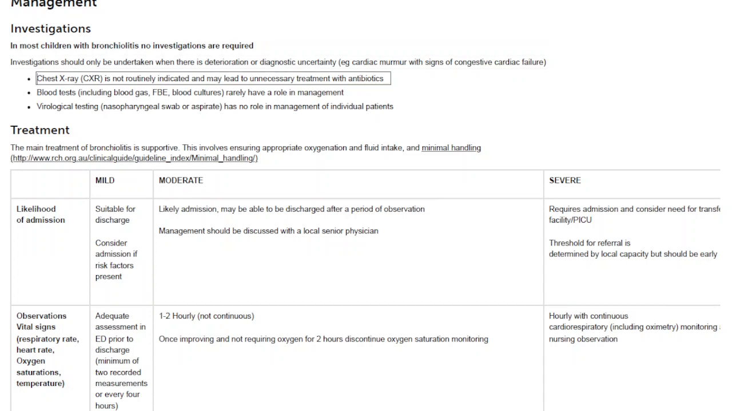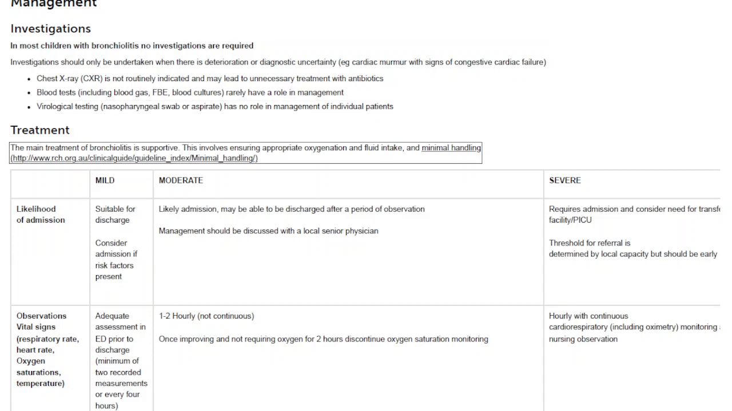Chest X-ray, CXR, is not routinely indicated and may lead to unnecessary treatment with antibiotics. Blood tests, including blood gas, FBE, blood cultures, rarely have a role in management. Virological testing, nasopharyngeal swab or aspirate, has no role in management of individual patients.